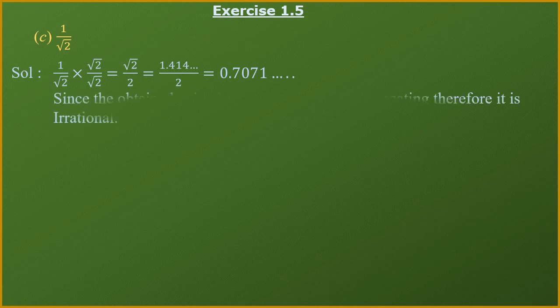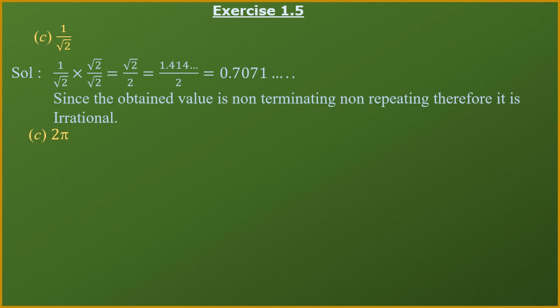Okay, let us see the next part. Next part is given here 2 pi. Sorry, by mistake the part number is missing here. I think it is part number D. So we have given 2 pi. Pi is given along with that. Okay, so what is pi here?